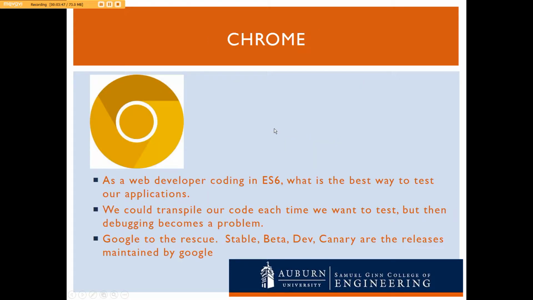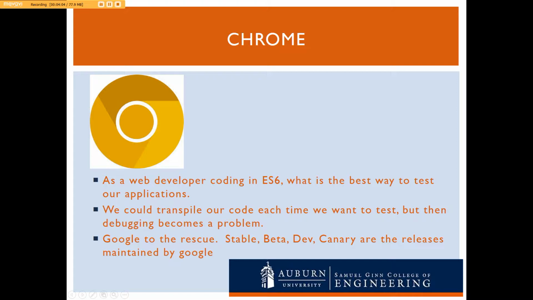So as a web developer, if you're coding in ES6, which is what we're going to be coding in today, what's the best way to test our applications? We could transpile our code every time we make a change, but the problem with that is it becomes a problem when we're debugging, because we're debugging a version of code that we didn't create.